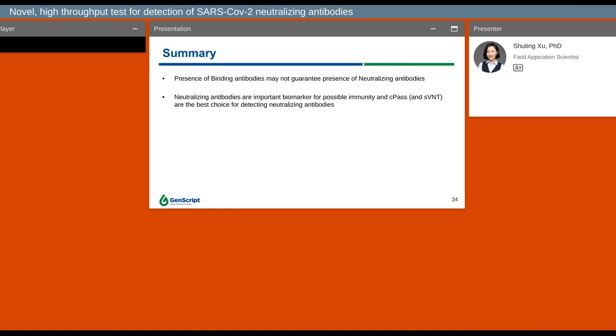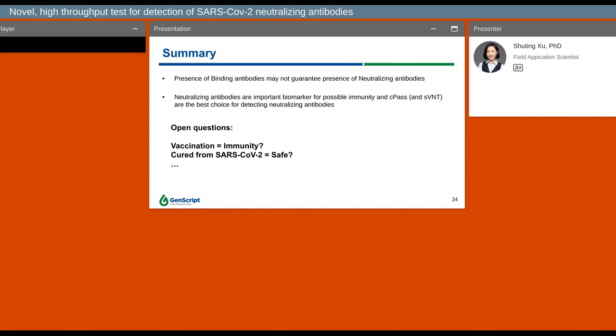So here comes my summary of today's talk. As you already see, the presence of binding antibody may not guarantee the presence of neutralizing antibody, and neutralizing antibodies are an important biomarker for possible immunity. cPass, also our serology test, is the best choice for determining neutralizing antibodies in patient samples. However, with the cPass kit, there are still quite a few open questions waiting for us to answer.